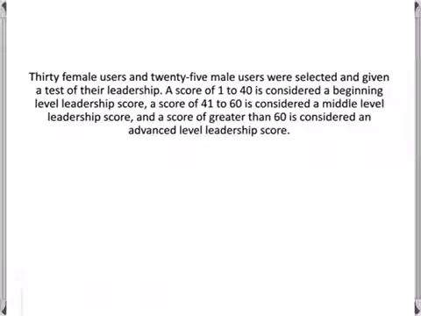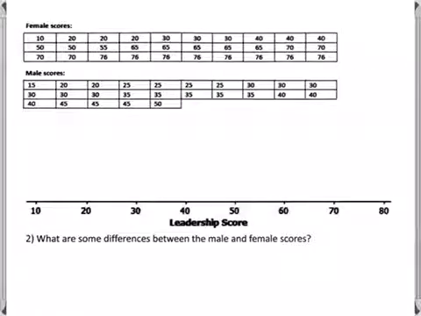30 female users and 25 male users were selected and given a test of their leadership. A score of 1 to 40 is considered a beginning level leadership score. A score of 41 to 60 is considered a middle level leadership score, and a score greater than 60 is considered an advanced level leadership score. We want to take this information and create 2 separate box and whisker plots to compare male and female scores.